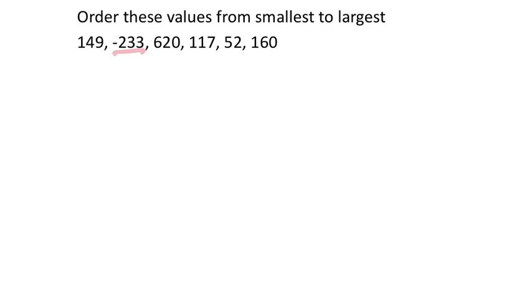So I'm going to start by listing the -233. Automatically the smallest number. Now I'll even cross it out just to know that I've used it. But then I'll go to these other numbers. All right, they're all positive. So the next lowest number will be the lowest positive number. So I've got 149, 620, 117, and then 52, and then 160.